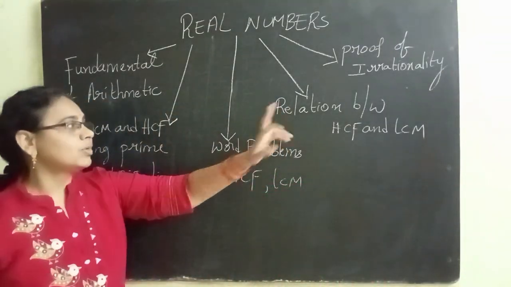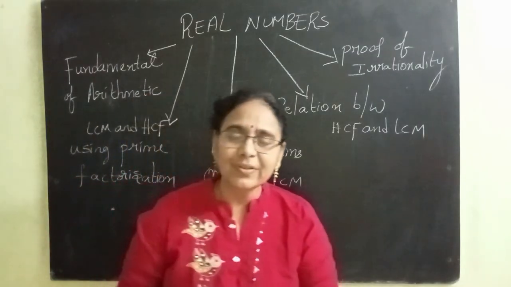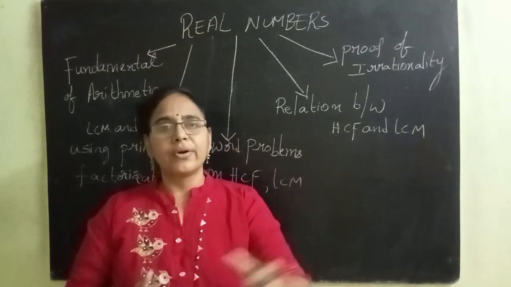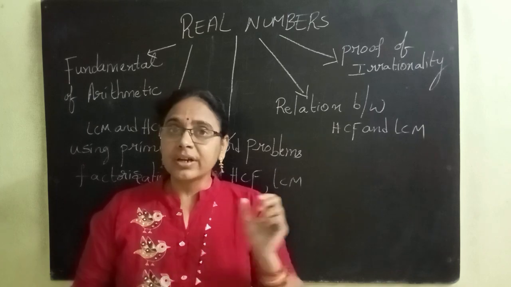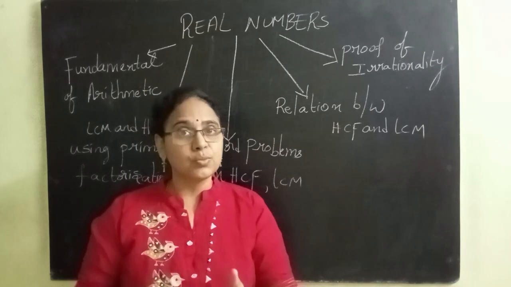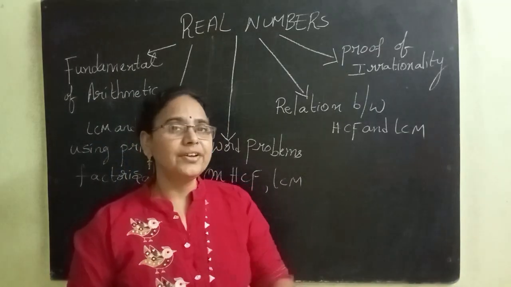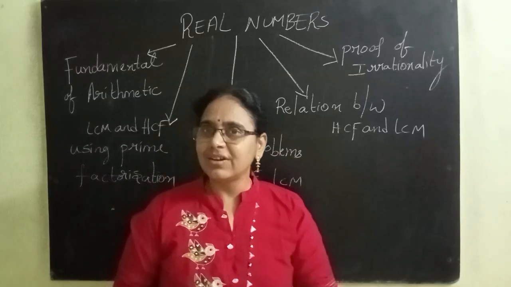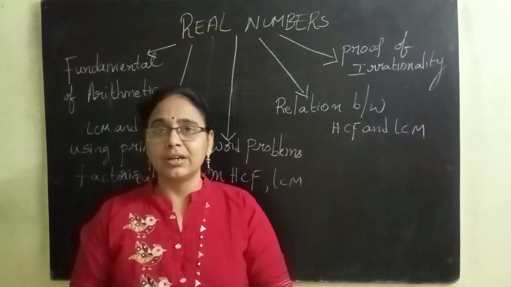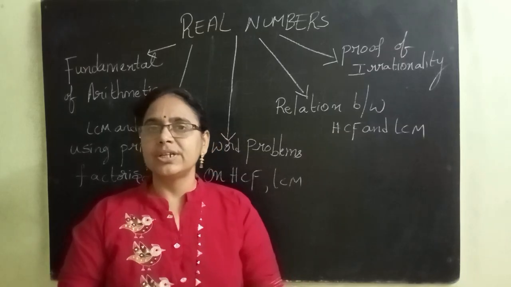Okay, the next one is the relation between HCF and LCM. Already you know the relation: LCM into HCF is equal to the product of the two numbers. Most of the times the formula is applied and we get the question in board exams. The last one but not least, a 100% sure question is proof of irrationality. That means prove root 2 is irrational, prove root 5 is irrational, prove 3 minus 2 root 6 is irrational, like that.